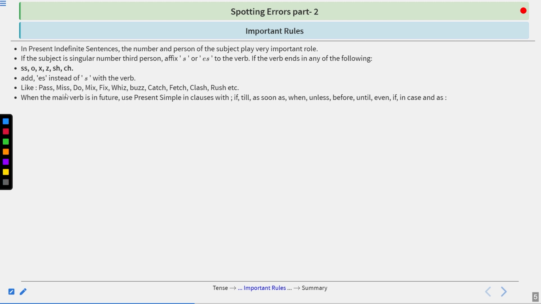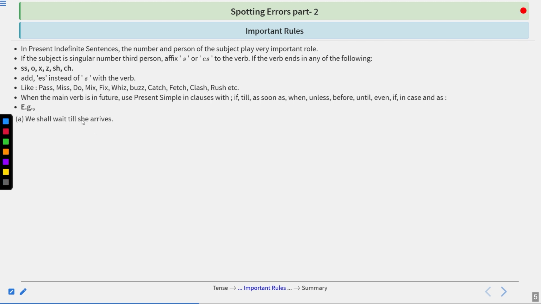When the main verb is in future, use present simple in clauses with if, till, as soon as, when, unless, before, until, even if, in case, and as following. So as you can see, if a clause starts with these conjunctions like if, till, as soon as, when, unless, before, until, even if, in case, you have to use present simple instead of future tense.